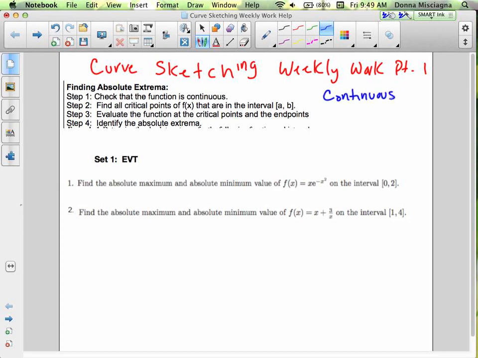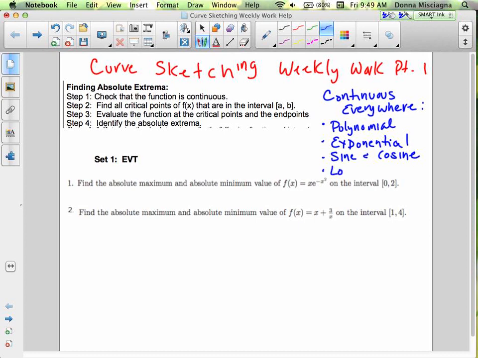It's fine to say this function is continuous on the interval because such and such a function is continuous everywhere. Functions that are continuous everywhere are polynomial, which of course includes quadratic and linear. Exponential. Sine and cosine. And then other functions within their domain. So logarithmic within the domain.